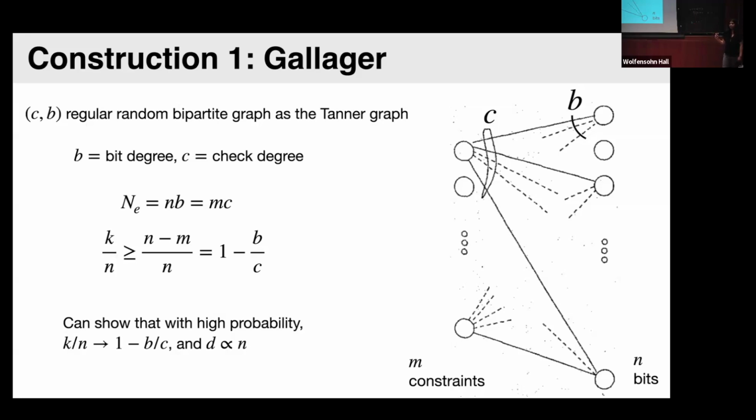If I get a random graph, can I easily check that it's good? No. You can check the rate very easily, because once you know this graph and the parity check matrix, you just find its kernel. So that's efficient. But knowing the distance is actually an exponentially hard problem, because you need to construct every single code word and then look at the Hamming distance of that. So that's an exponentially hard problem.